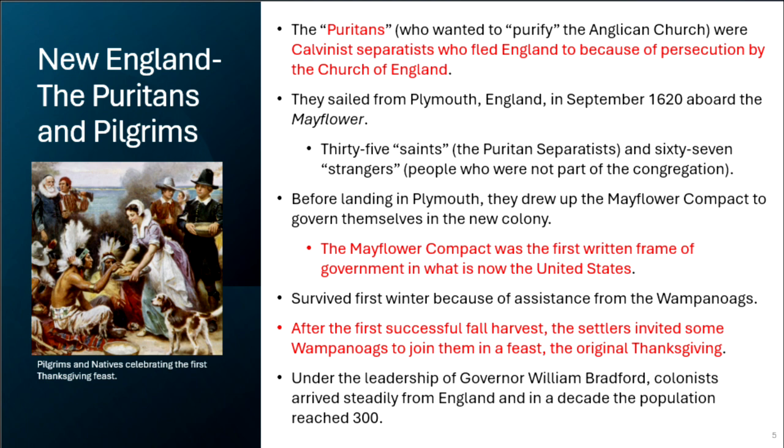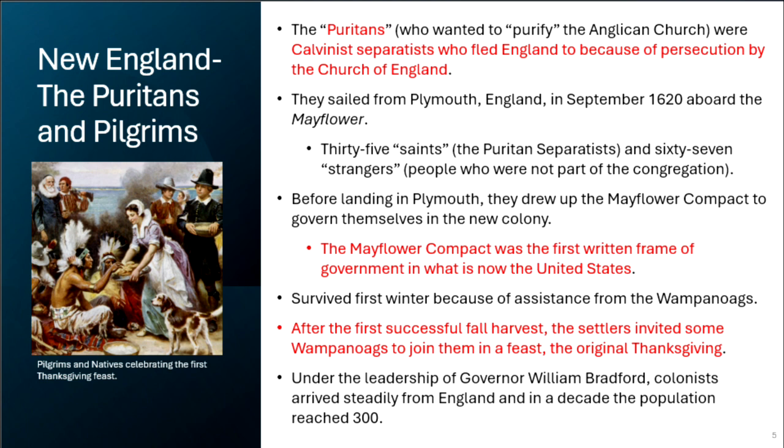They were also deeply influenced by the teachings of John Calvin, who emphasized predestination, the idea that God had already chosen who would be saved. So they were pretty serious about their faith. But why leave England altogether? Couldn't they just practice their own form of religion there?